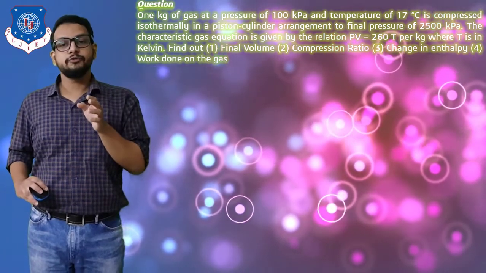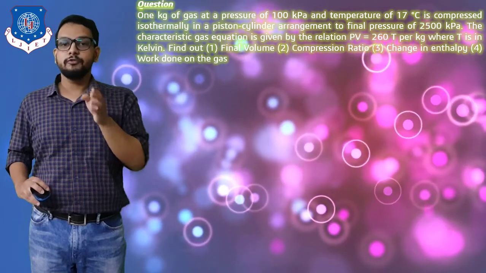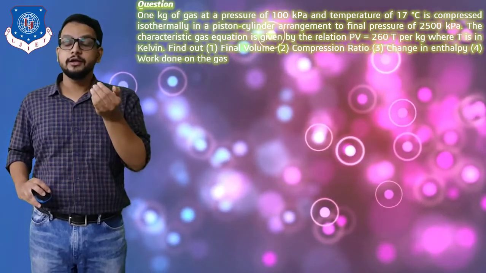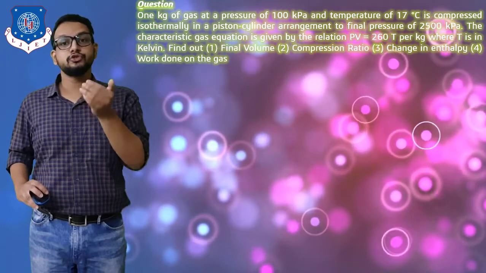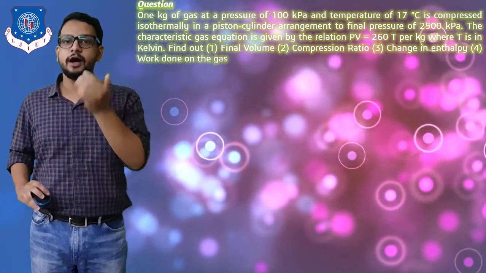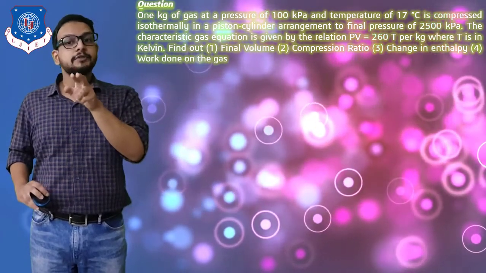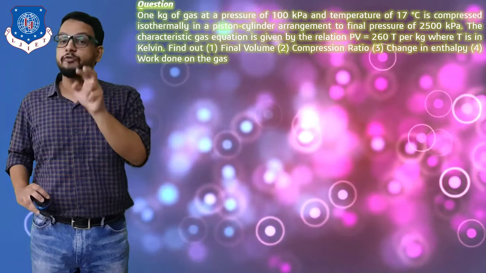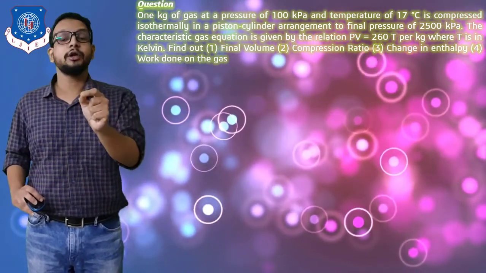In the usual case, taking air, the value of R for air is 0.287 kilojoule per kg Kelvin. When we consider it in joule per kg Kelvin, then the value of R will be 287, right? So it is very obvious that over here it is given 260, which means the unit of R will be joule per kg Kelvin. This is an important thing which we need to keep in mind.